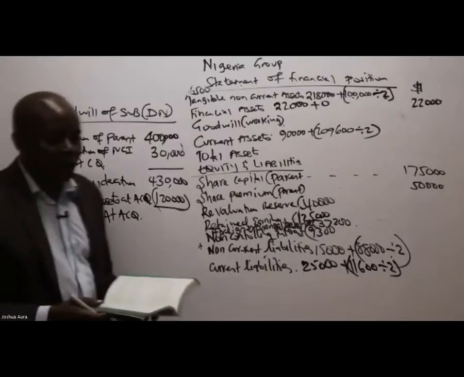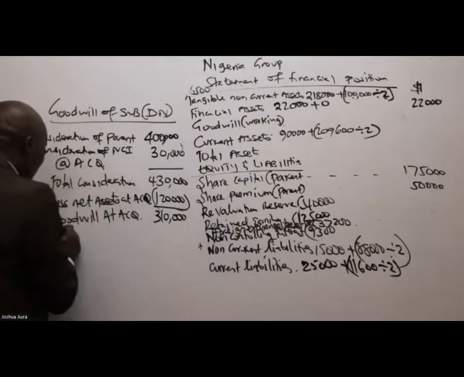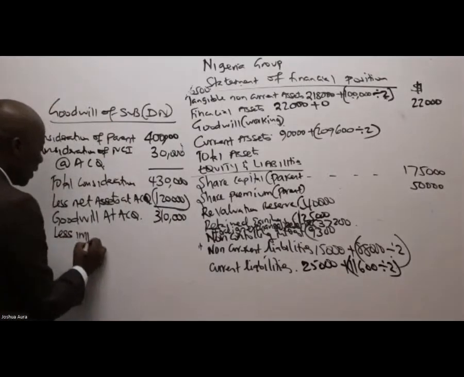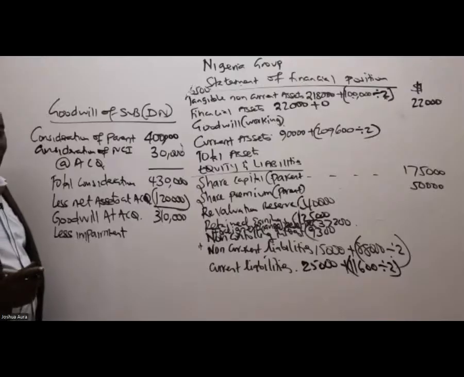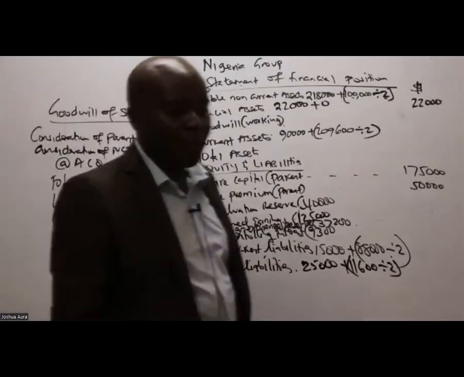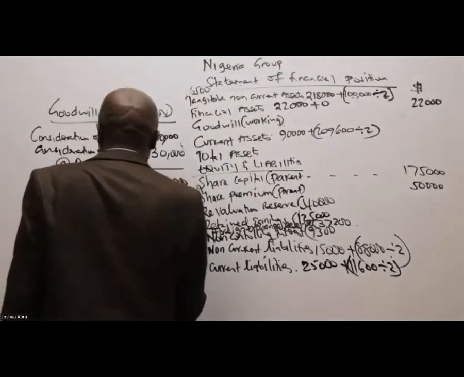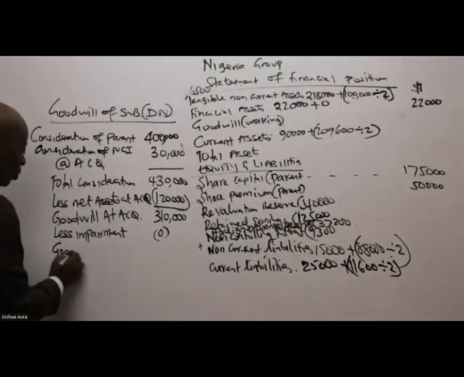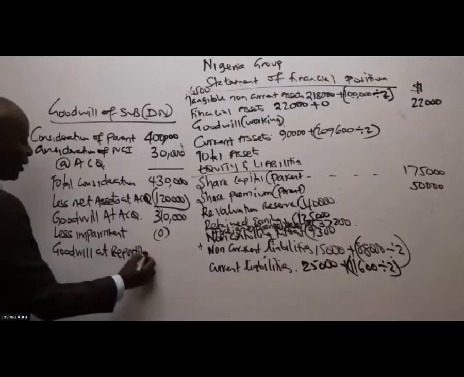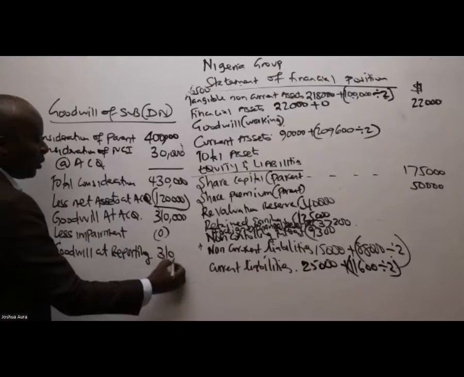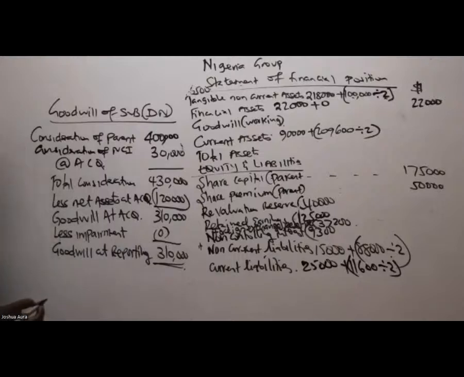So they're giving me a figure of 310,000. Thank you very much. Less any impairment. Are you able to see any impairment? Have they given us any policy regarding impairment? No impairment, isn't it? So impairment is 0. And then when you subtract there, we get what we call goodwill at reporting, which basically will be 310,000.